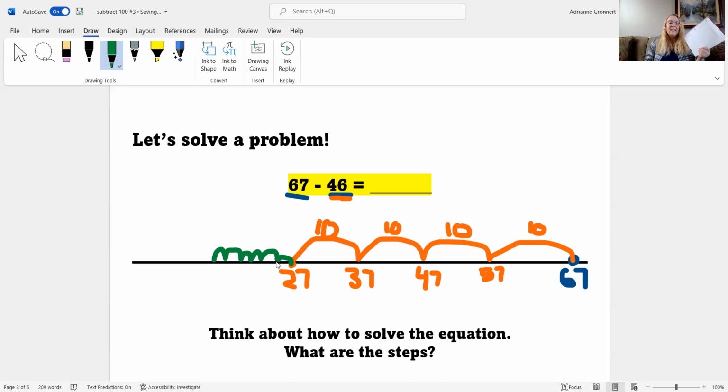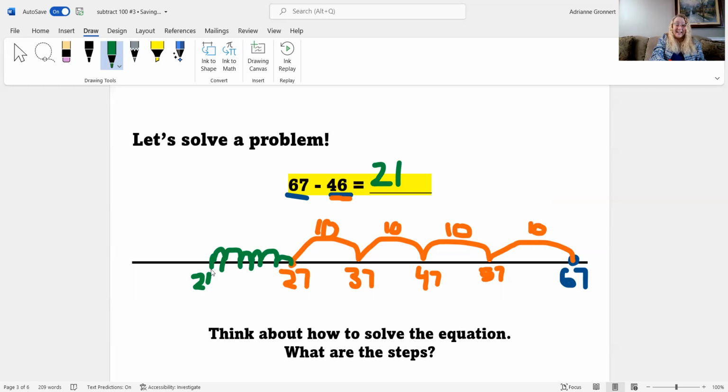27, 26, 25, 24, 23, 22, 21. 67 minus 46 equals 21. I write that down on my number line and in the equation. Did you get that? Good, because you'll need to make sure you have this problem complete for the activity we're going to do at the end of the lesson.